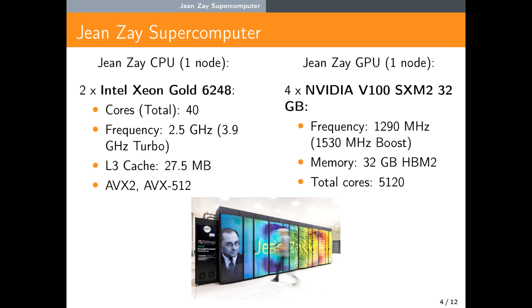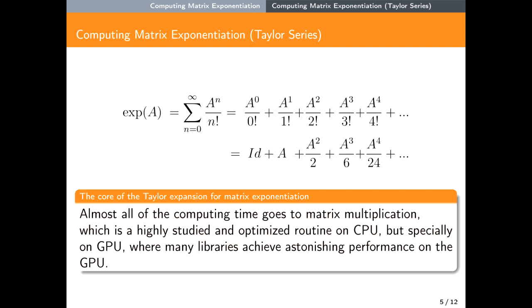So the matrix exponentiation has different ways to compute it, and we have chosen two of those. The first one is the Taylor series. To compute the matrix exponentiation using the Taylor series, we have this expression, which is basically the sum from n equal to 0 to infinity of A to the power of n divided by n factorial. So the Taylor series is computed using matrix multiplication and matrix sum.